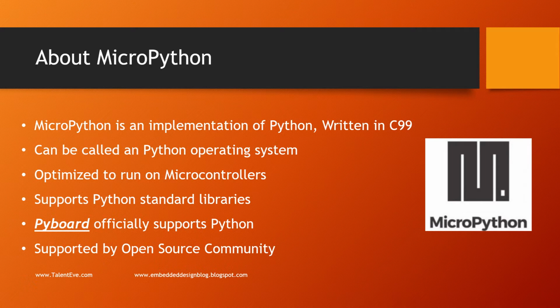And the people who know about Python know that it has standard libraries, and MicroPython also supports those standard libraries. The official board supported by MicroPython is the Pi board. Basically, we know that Python is open source. Similarly, MicroPython is open source, where there is a large community supporting it, and you can use it for your application and tailor it as per your need.